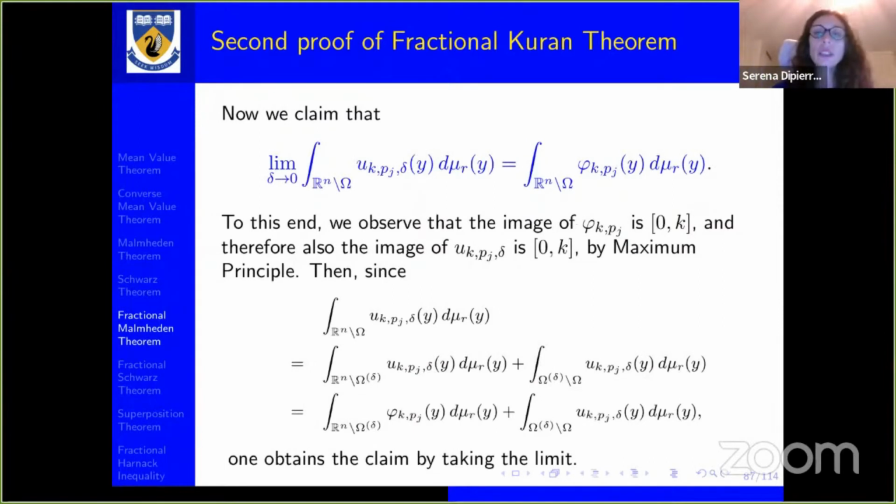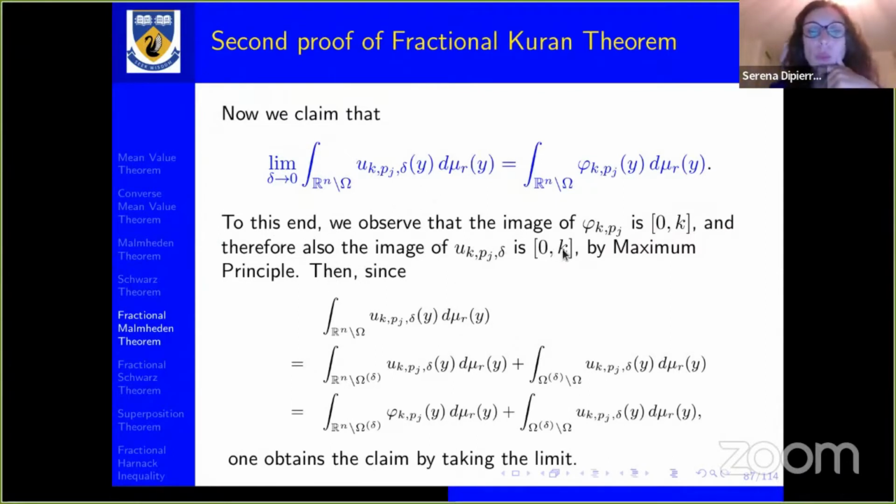Okay, a second ingredient that I need is this convergence. So I want to prove that if I take the limiting delta now, or the integral over Rn minus omega of UKPJ delta, I end up with the same integral with var phi. This is intuitive in a sense, because I am kind of converging to the UKPJ.